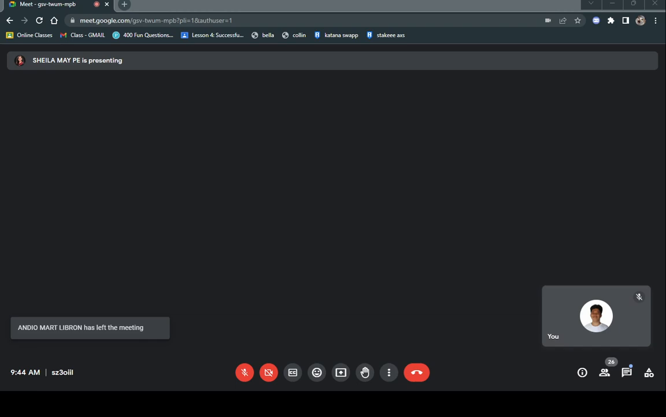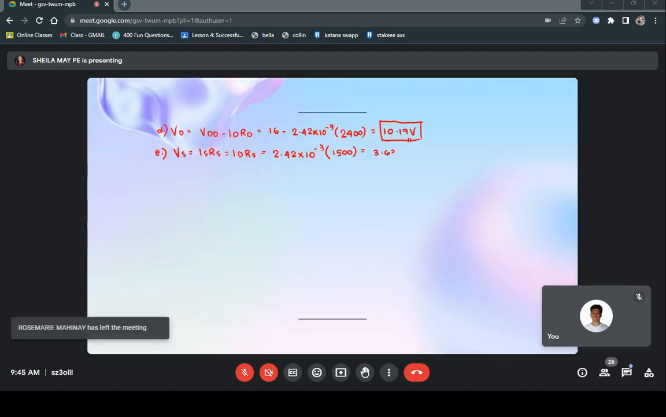Next, we need to find VS. VS has a formula of IS RS, but IS is equal to ID, so that's ID RS. ID is 2.42 milli. RS is 1.5 K or 1,500. So this would give us 3.63 volts.